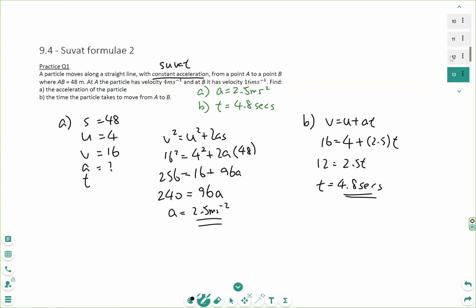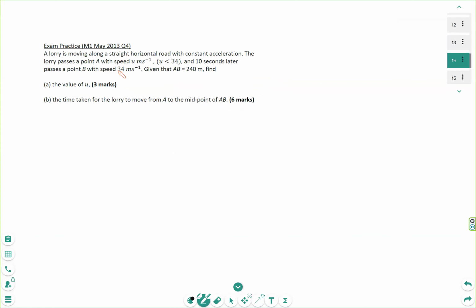Exam practice. Pause the video and have a go at the question. Try to read the question and draw a diagram if you prefer. When you're ready for the answer, you can press play.